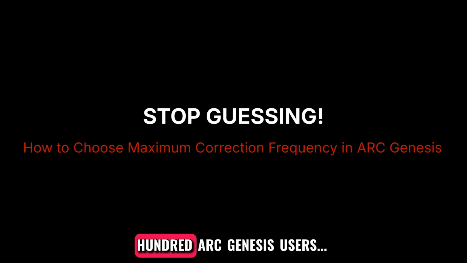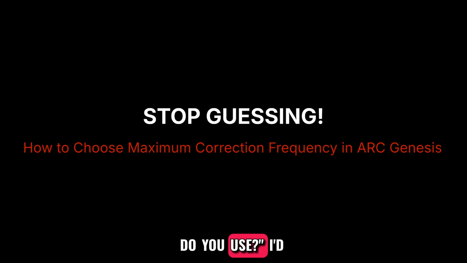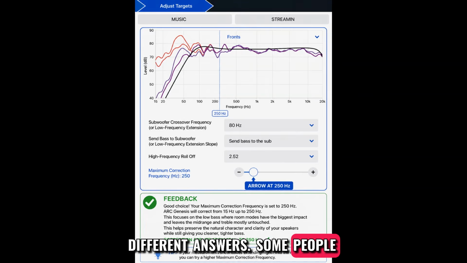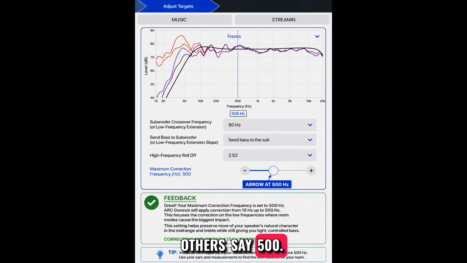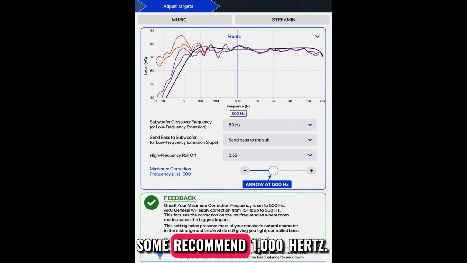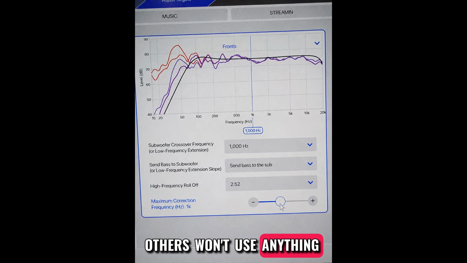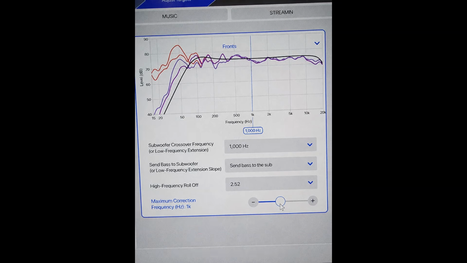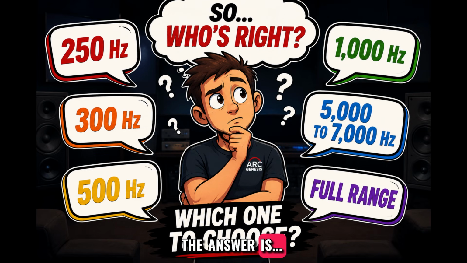If I asked 100 ARC Genesis users, what maximum correction frequency do you use? I'd probably get 100 different answers. Some people swear by 250 Hertz. Others say 500. Some recommend 1000 Hertz. Others won't use anything except full range. So, who's right? The answer is, they all might be.